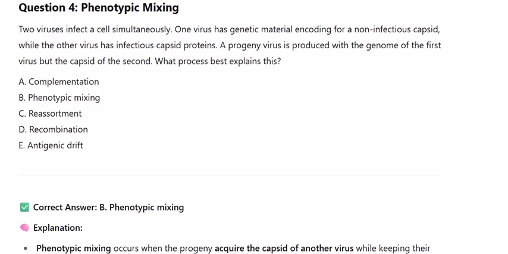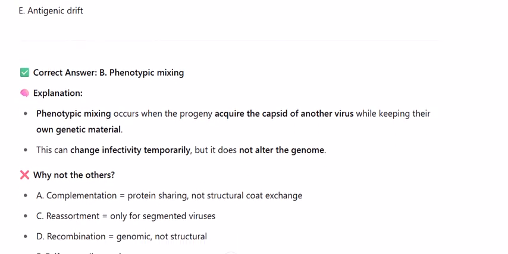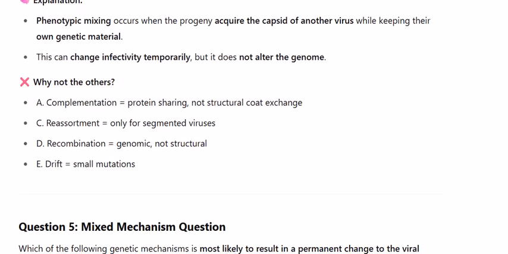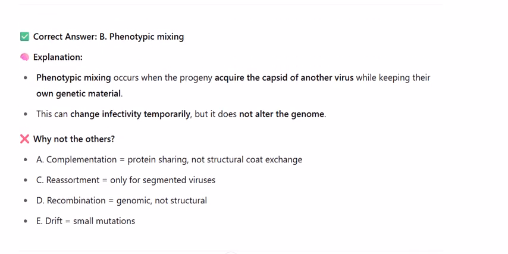Phenotypic mixing. Phenotypic mixing occurs when the progeny acquire the capsid of another virus while keeping their own genetic material. This can change infectivity temporarily, but it does not alter the genome.